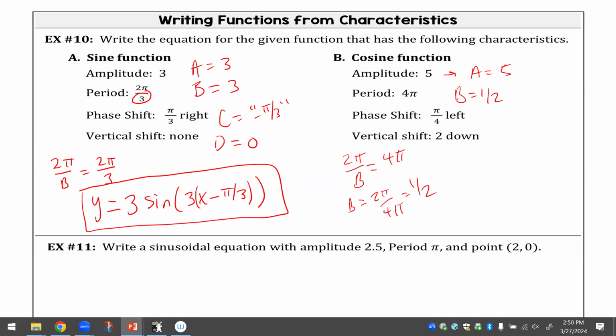Our phase shift is left pi over 4, so it's going to be c equals pi over 4, plus pi over 4. Vertical shift 2 units down means that our d equals -2. So now we're going to put it all together, and we have y equals 5 cosine 1/2 times x plus pi over 4 minus 2.